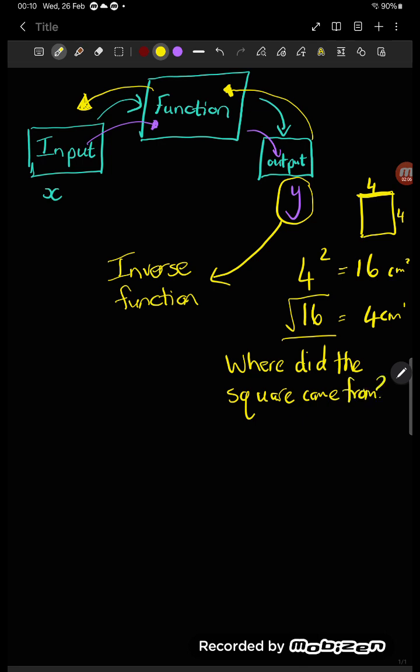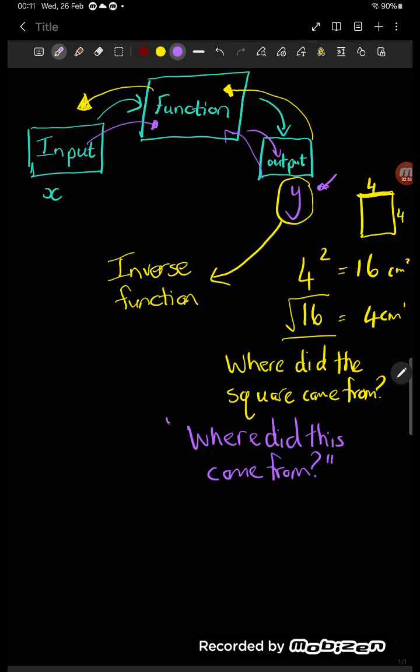A function puts out an output, and now we're going to take the output and reverse the process, and see what the function did and get an input back out. So an inverse function is looking first at the output, and asking, where did this come from? Very important. This is the question we're going to ask. Where did this come from?